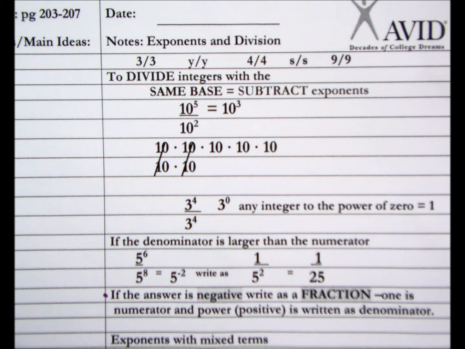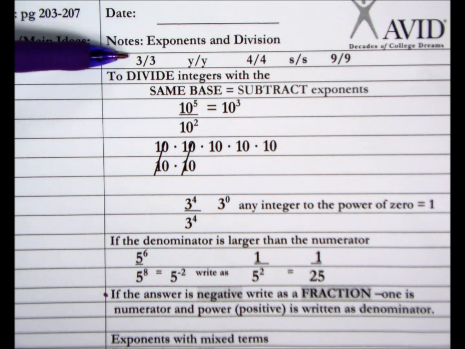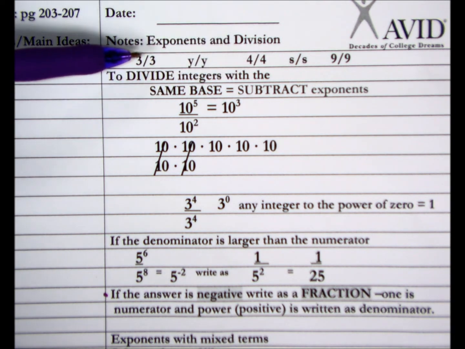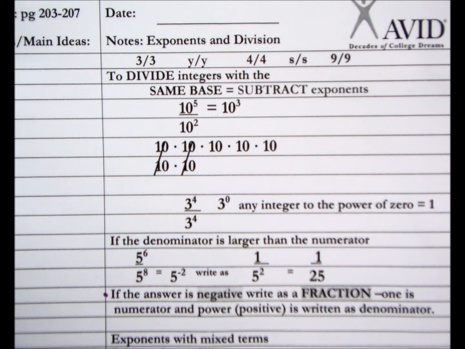When you think about exponents and division, one of the things you want to remember is what a fraction of 1 looks like. 3/3 is a fraction of 1. y over y is a fraction of 1. 4,000 over 4,000 is a fraction of 1. 9 over 9 is a fraction of 1. All of these are fractions of 1. And when we go to divide exponents, then we need to think about fractions of 1.